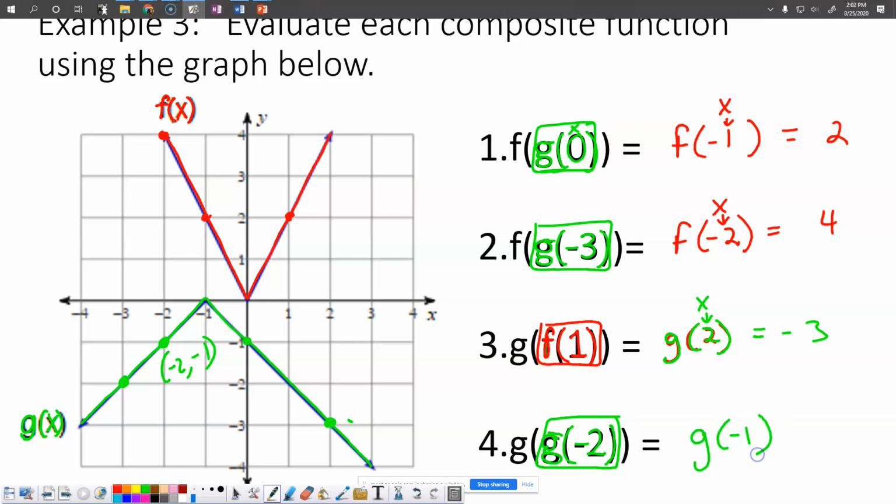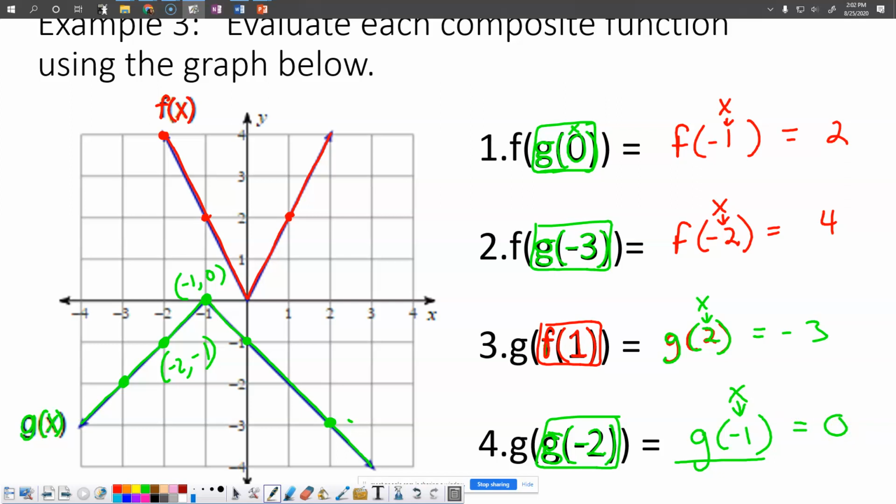Now here's something interesting. This time, the inside and the outside function are both g. So I'm going to stick with the green line now, and now I'm going to find where x equals -1, which is right here. And the y value that goes with that is 0. So the final answer for this one is 0.